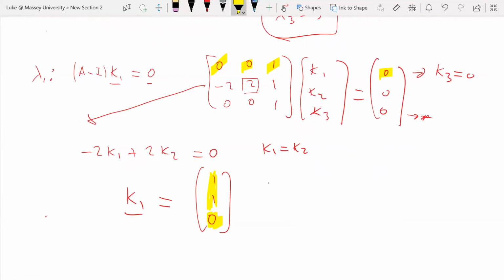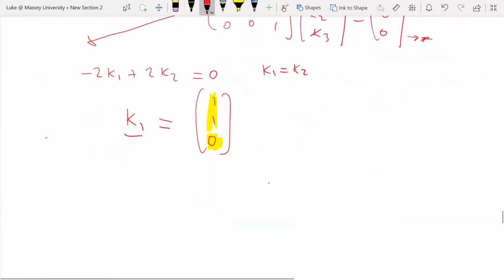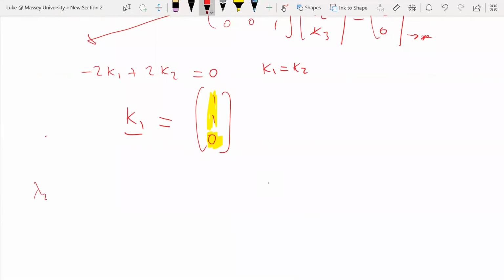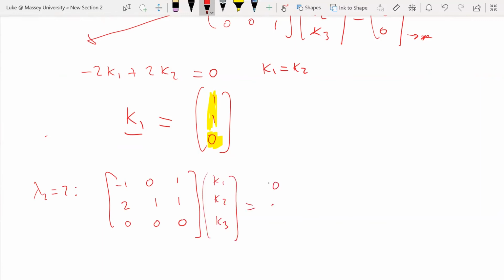Okay, so we got one eigenvector there. Lambda 2 equals 2. Again, I'm just going to go through this quickly because it's exactly the same process. A minus 2 times I, so we subtract 2 on the diagonals. So negative 1, 0, 1, 2, 1, 1, 0, 0, 0, times k1, k2, k3 equals 0, 0, 0.